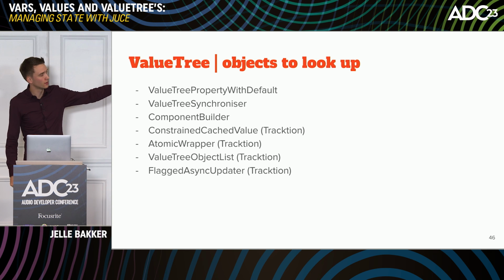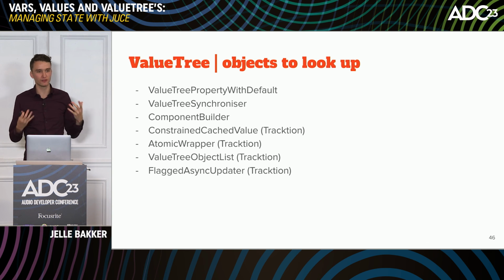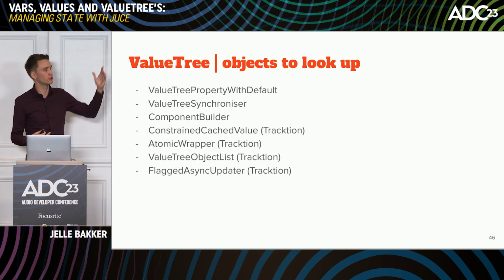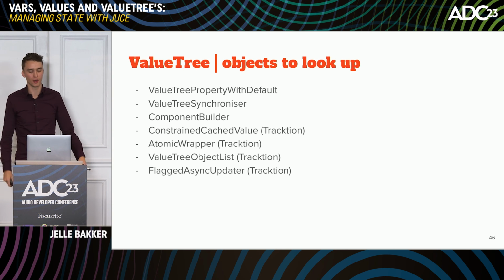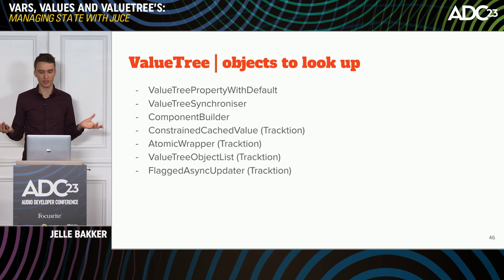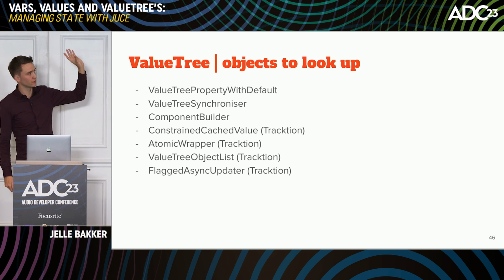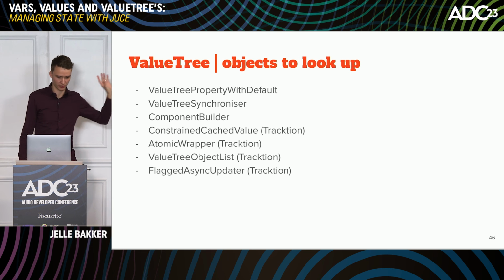Another one is atomic wrapper, when you have a cached value that you want to access from the audio thread. If you use atomic wrapper from Traction, it's automatically going to be cached as an atomic, so that's very useful. So I would highly recommend looking up these classes, and also especially Traction.